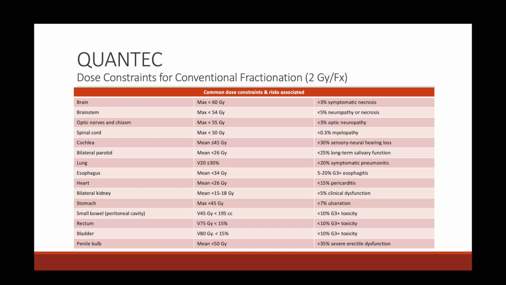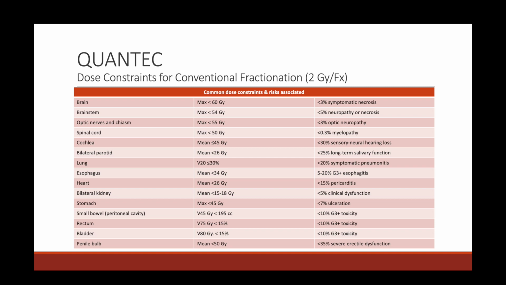50 for the spinal cord, 60 for the brain, 54 for the brainstem, as well as the optic nerves and the chiasm. And remember, these are all max doses, and it's easy to remember: pretty much all the things in the brain and the spinal cord we think of as max doses.